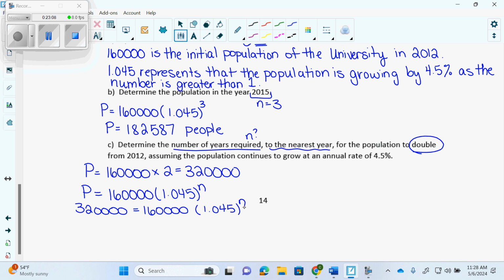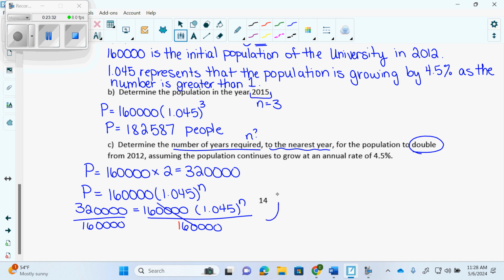Currently, I have 1, 2, 3, 4 pieces of information. I can only have 3. So what do I have to do? Divide by 160,000. You always divide the initial over. This will always be where your initial is. If you have the final and you have the initial, if you have both, you always divide the initial over. I like how it just threw a red there, just for fun.